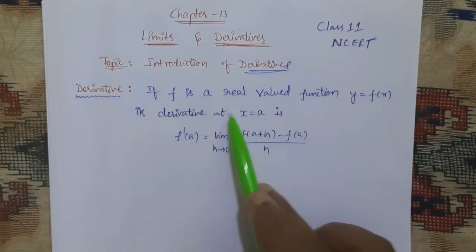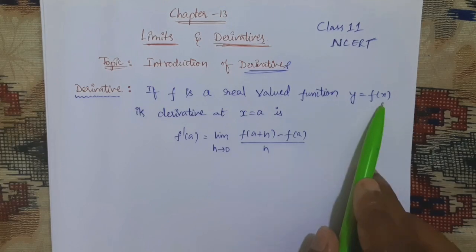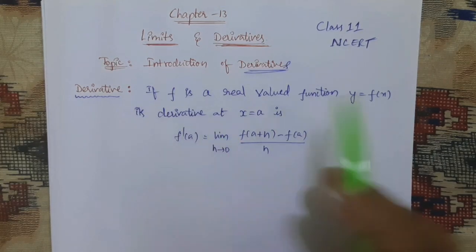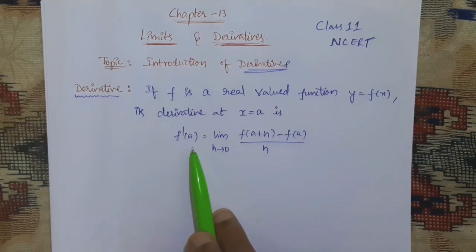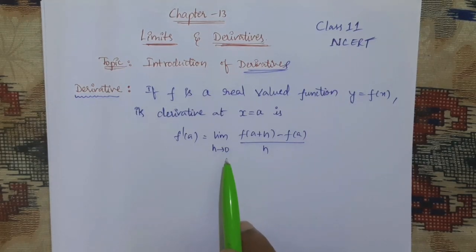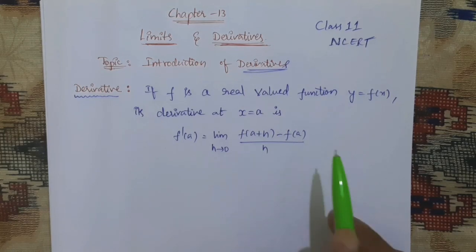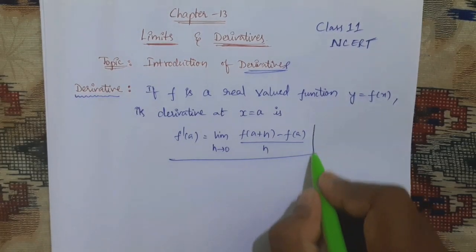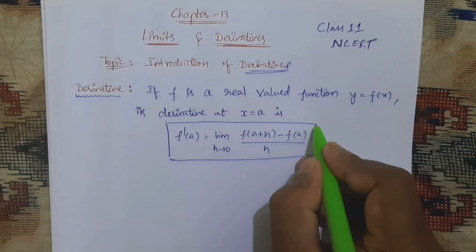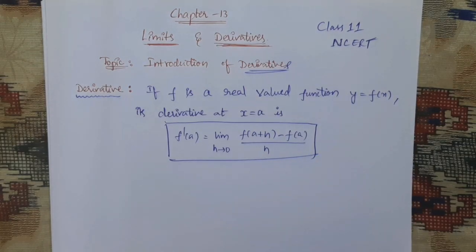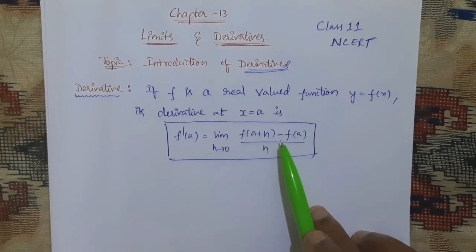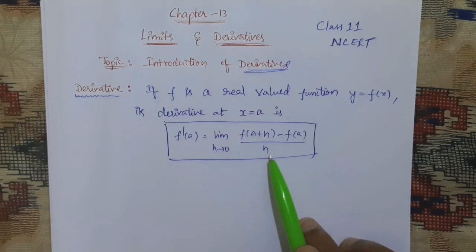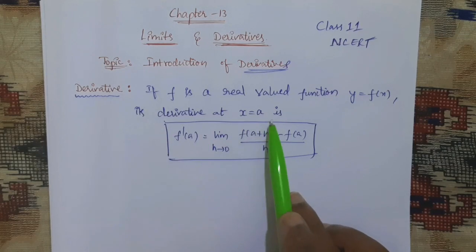If f is a real valued function y equal to f of x, then its derivative at x equal to a we will define as f dash of a is equal to limit h tends to 0 f of a plus h minus f of a by h. This is what we mean by a derivative. That is, f dash of a is equal to limit h tends to 0 f of a plus h minus f of a by h, when it is a derivative at x equal to a.